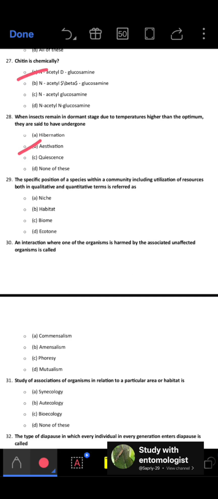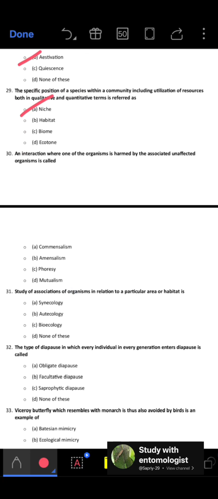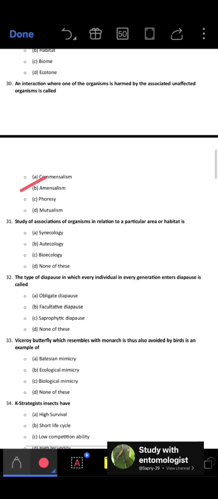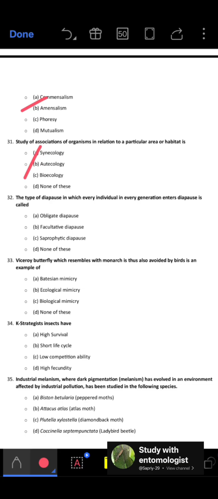Next is, the specific position of a species within a community, including utilization of resources both in qualitative and quantitative terms, is referred to as niche. Next, an interaction where one organism is harmed by an associated unaffected organism, minus-zero type of interaction, is known as amensalism. Next is, study of association of organisms in relation to a particular area or habitat is known as synecology.